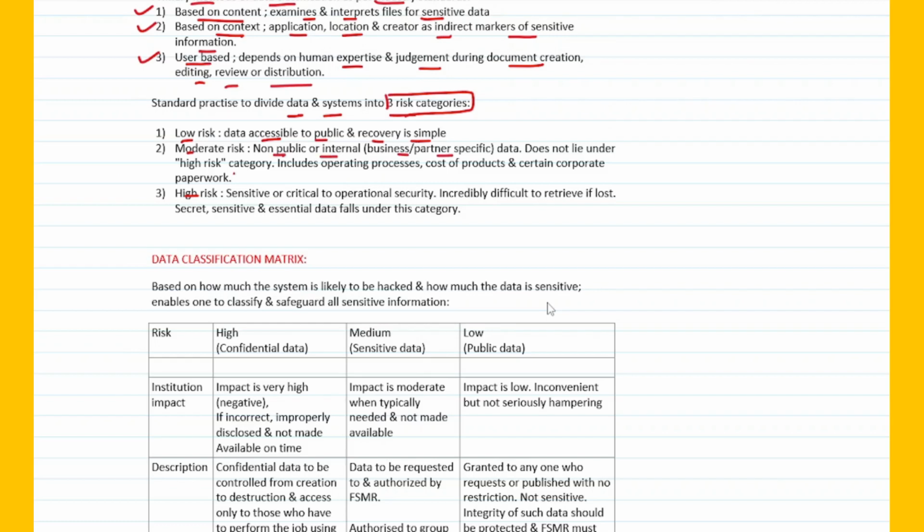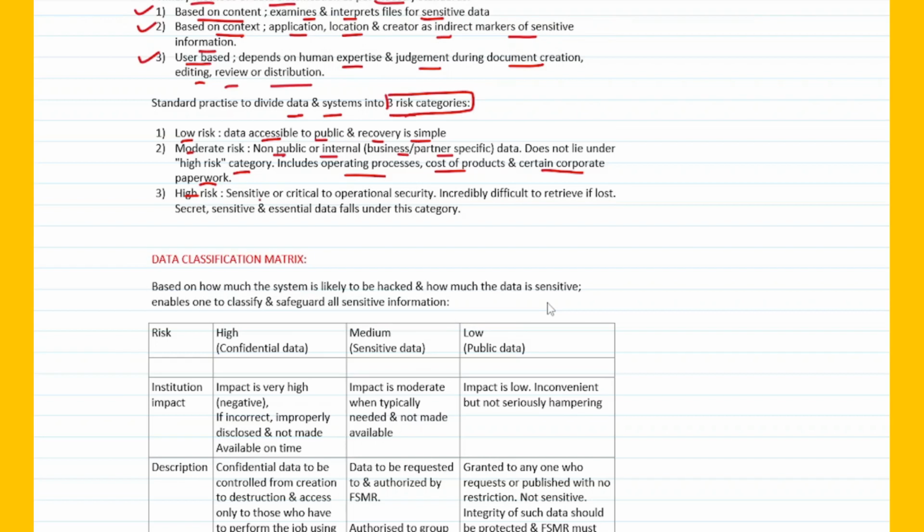It does not lie under high risk, obviously, but it also doesn't lie in low risk, right? You should concentrate on the fact that it is not a high risk category thing. It includes operating processes, cost of products, and certain corporate paperwork. So basically, moderate risk is something which can be used only for business purposes. It can be handled either by business partners or by the business itself, right? But please remember, it is non-public and it is internal. Finally, we talk about the high risk.